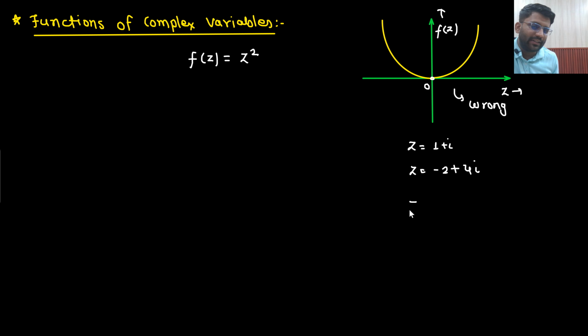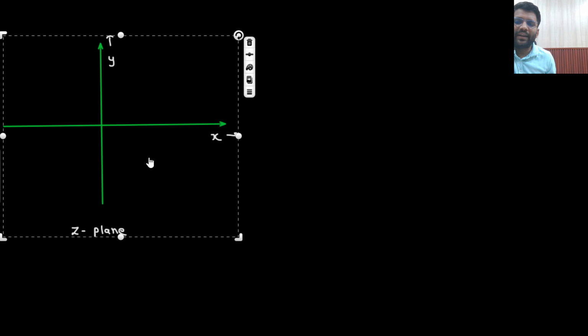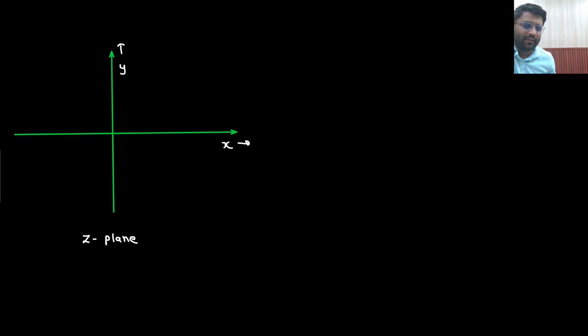Because what is z? z is nothing but x plus iota y. So to plot the value of z, you would require a 2D plane like this. This is how you can plot the value of z, x and y. So this will be known as your z plane. So to represent the value of z itself, you require a 2D plane, right?